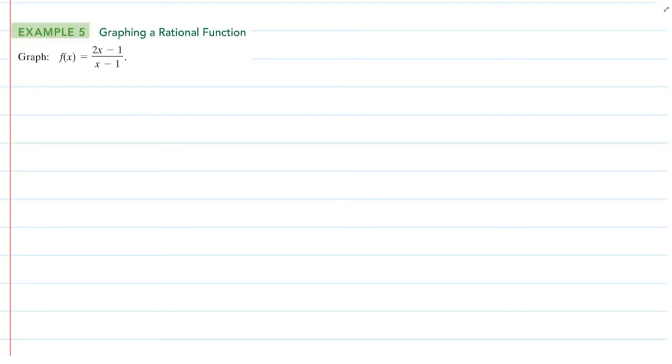Hello guys, today we're going to finish 3.5 rational functions and their graphs. Let's take a look at example 5. We need to graph this rational function.